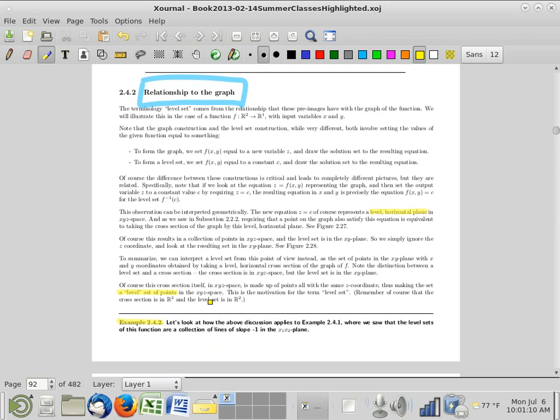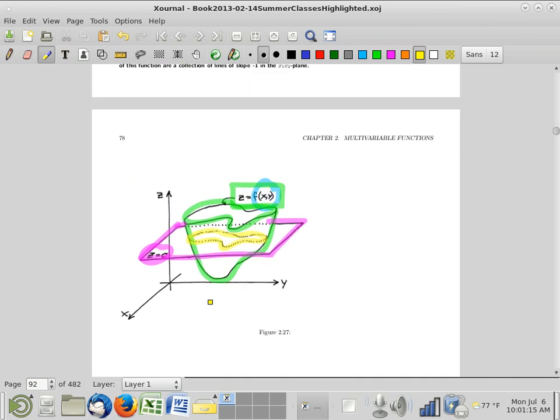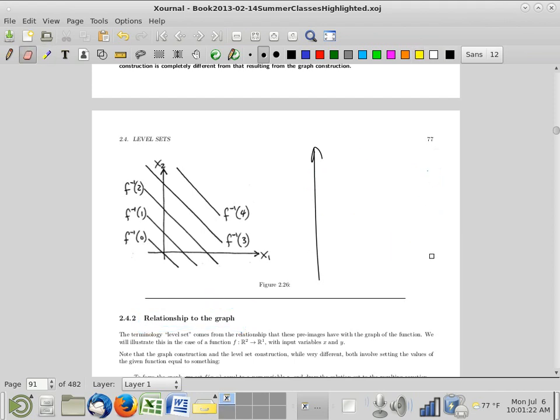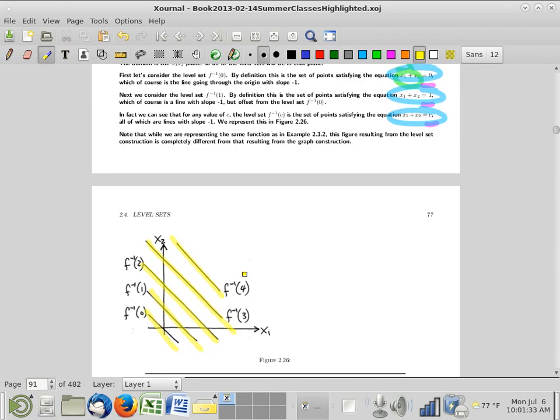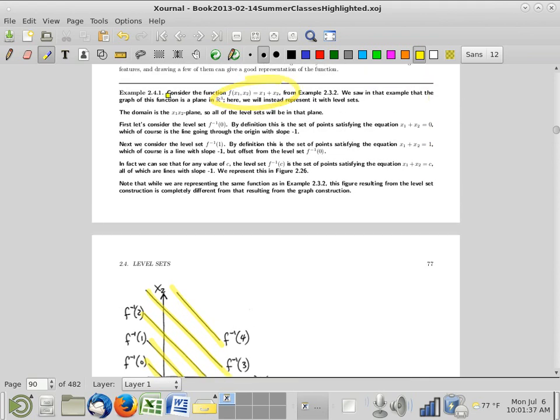Let's see an example. I'm going to just go back to where the example is. These lines here, these were level sets that we drew. We drew various level sets. They were level sets of a certain function, this function. But remember, we drew the graph of that function some time ago. One of the very first things we did today is draw the graph.